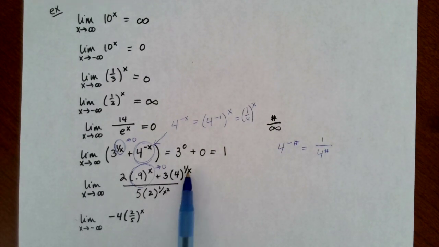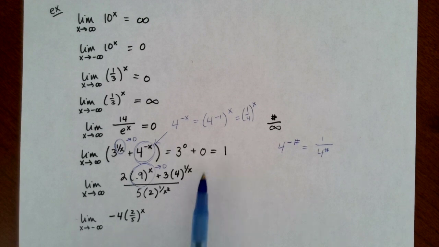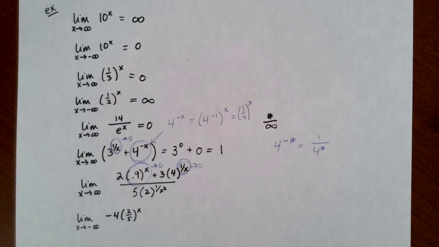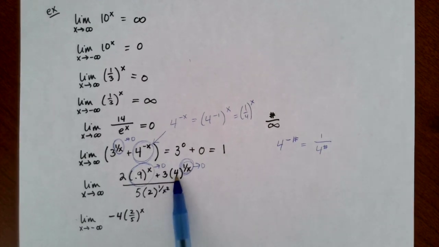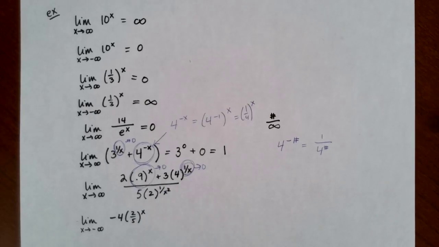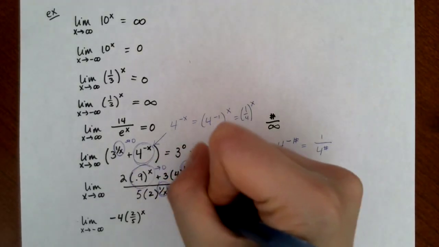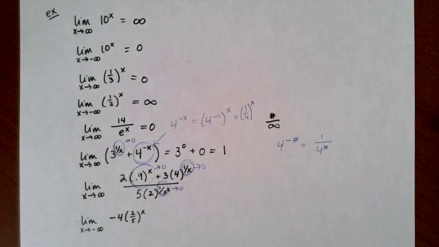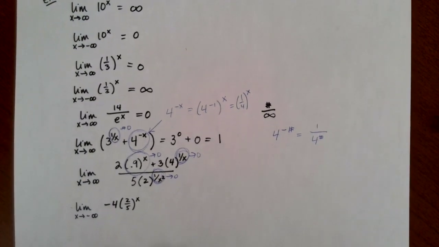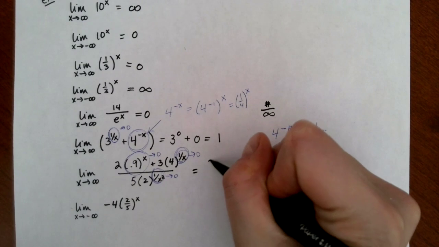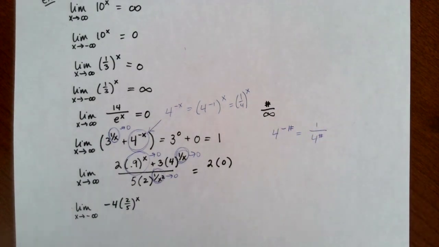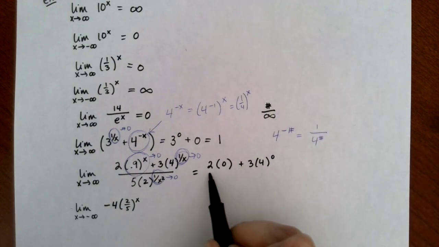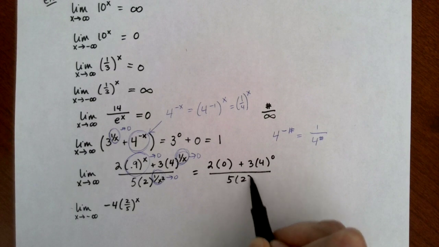Over here, again, 4 to the 1 over x doesn't quite fit our exponential structure. But just like in the last example, we know the 1 over x part goes to 0. So in the next step, I'll make this 3 times 4 to the 0, which will be 3 times 1. Very similarly, on the bottom, 1 over x squared, the exponent on the 2, goes to 0. And I'm going to plug all these zeros into their spots to keep it organized. So this will be 2 times something we said goes to 0, plus 3 times 4 to the 0 power, over 5 times 2 to the 0.